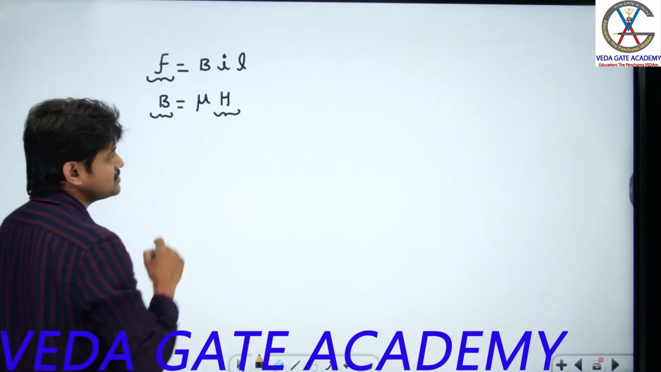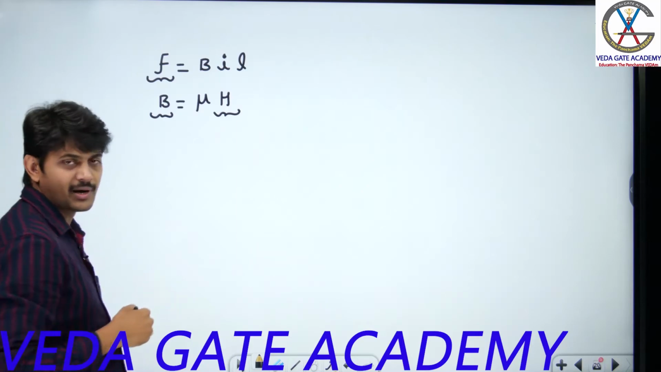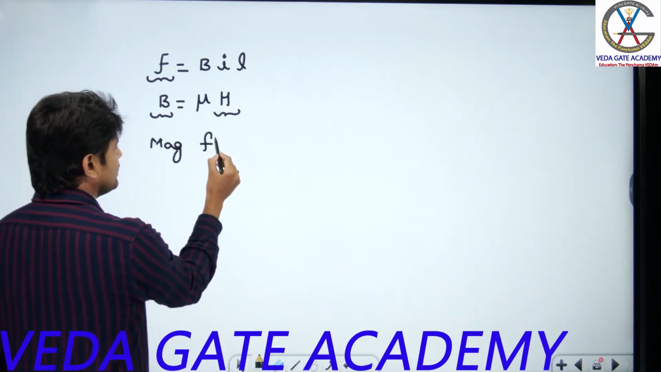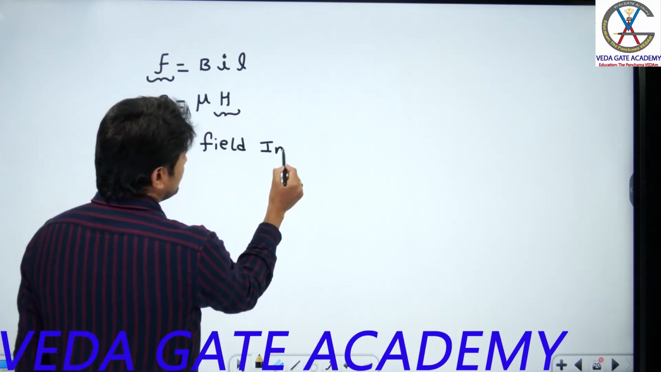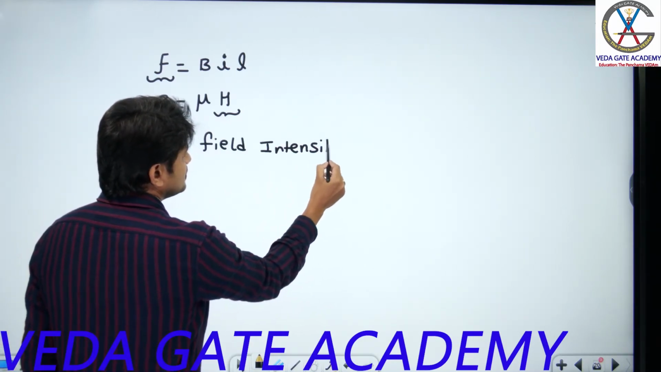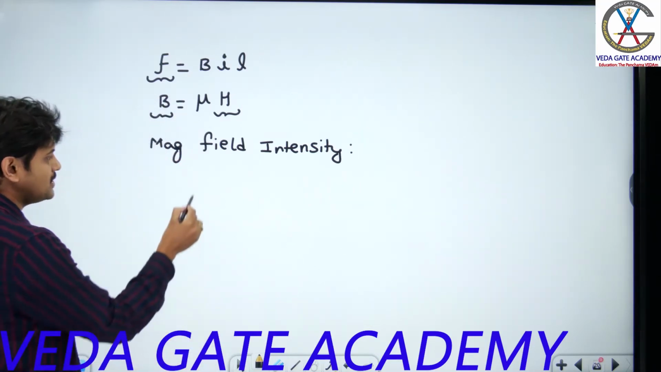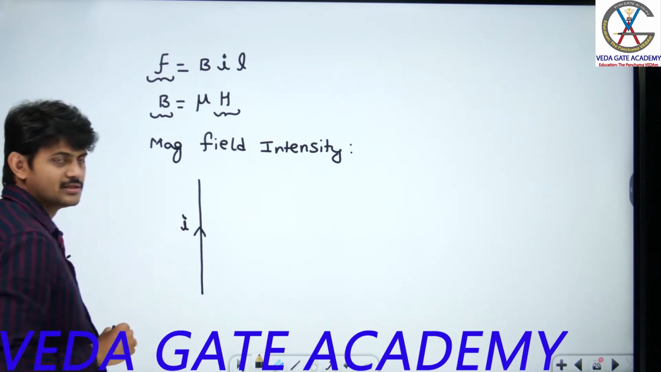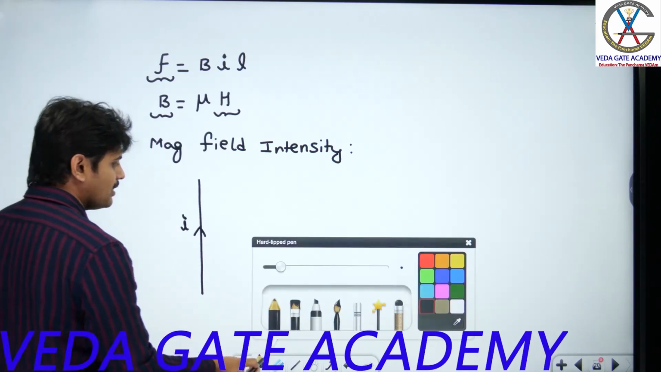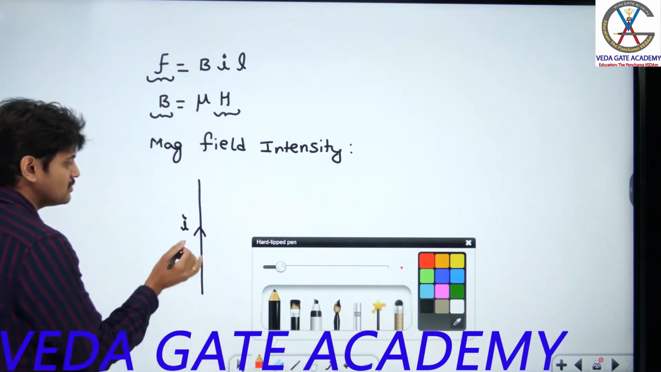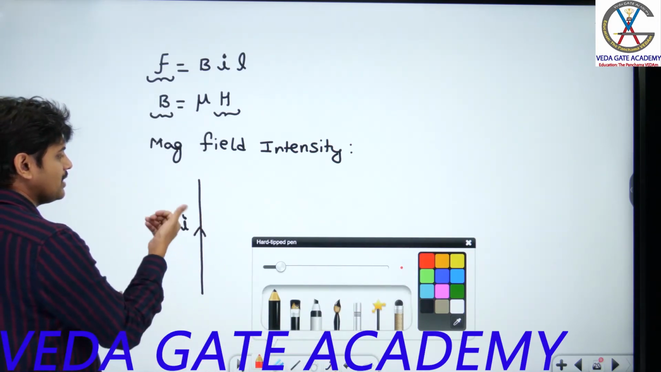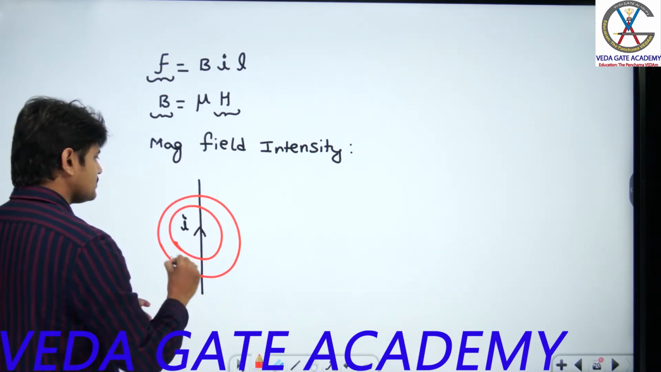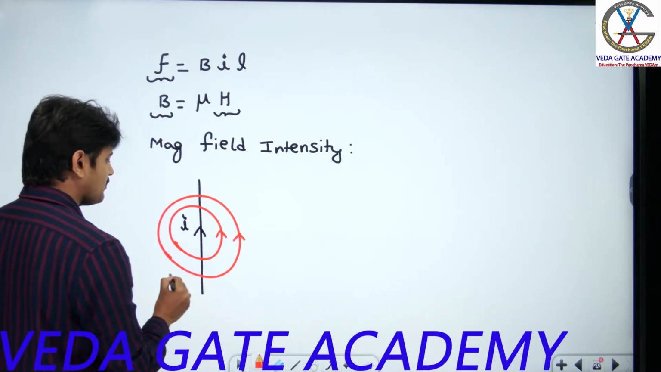So the next task for us is how to determine the magnetic field intensity. In order to understand this, I will take a small case. Suppose I take a conductor of some length L and allow some current through this conductor in this direction. Because of this current, magnetic flux lines form around this conductor. If you apply the right-hand thumb rule here, I can draw anti-clockwise flux lines around this conductor.